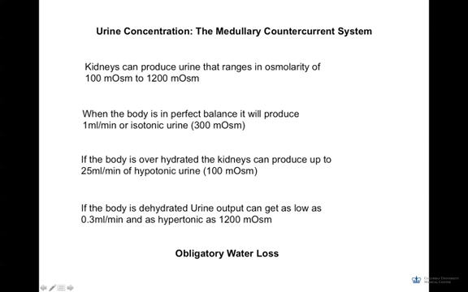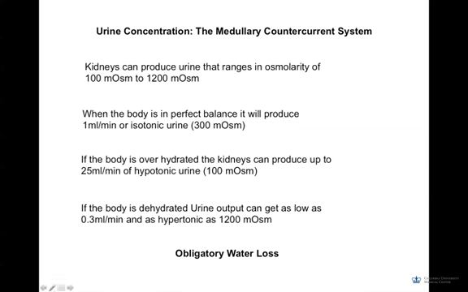So when the body is in perfect balance, meaning we're perfectly hydrated, our plasma osmolarity is normal, we will produce urine at a rate of about 1 milliliter per minute, and the urine will be isotonic, 300 milliosmoles. If the body is overhydrated, the maximal rate of urine production is about 25 mils per minute, and the urine can be as hypotonic as 100 milliosmoles. So that's the best we can do in terms of overhydration if we need to lose an excess of fluid and water.